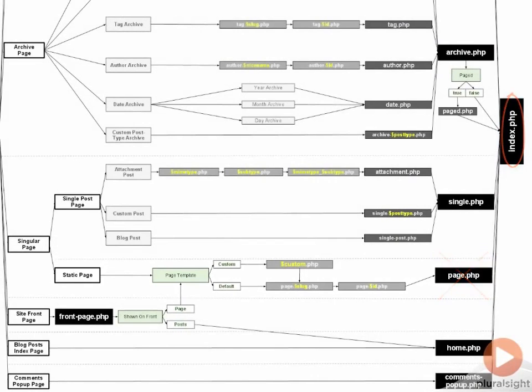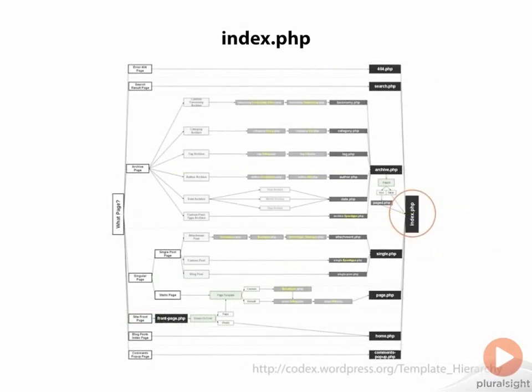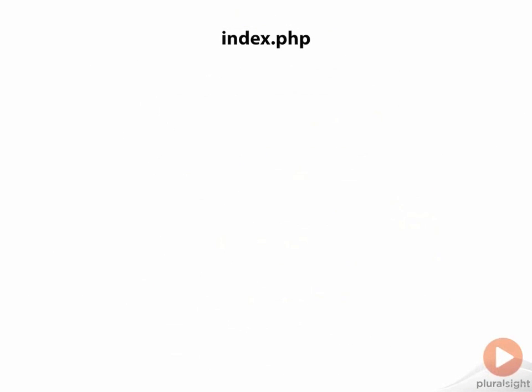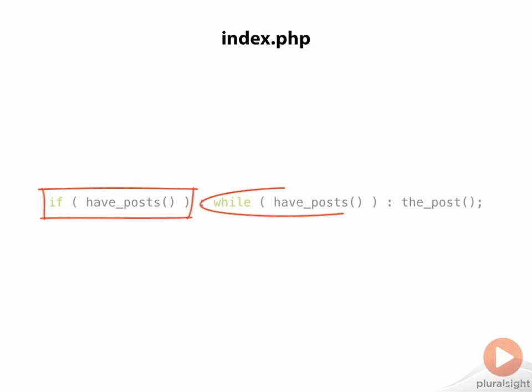The main component of any index.php file and any template that's dealing with displaying content is the WordPress loop, which looks like this: if have posts, while have posts, the post. WordPress was written so that the functions can be read semantically. It doesn't take a rocket scientist to figure out what's going on here. If we have any posts, and while there are still posts, do the post stuff.